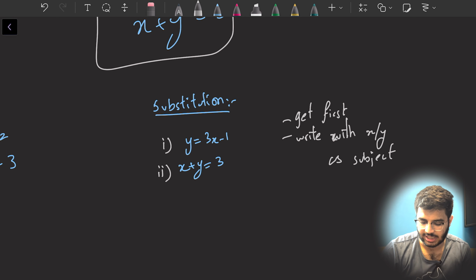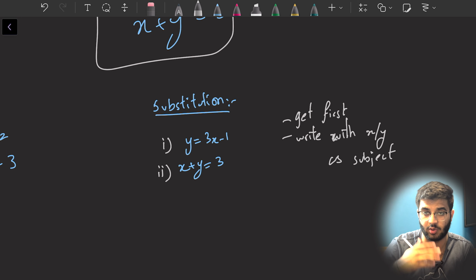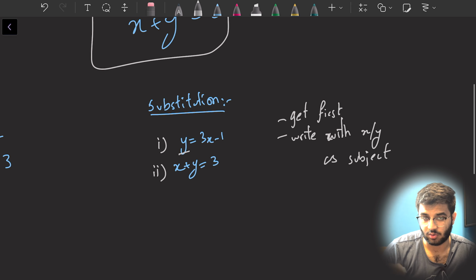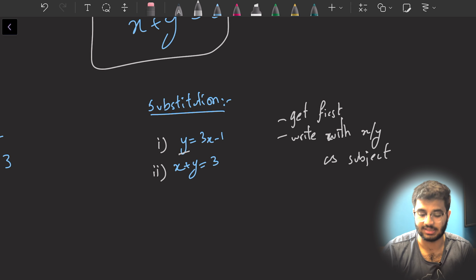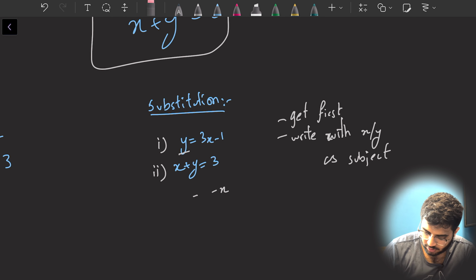Okay, so in this case, y is already a subject. By subject, I mean it's by itself, on one side. So y is already a subject because it's by itself on the left-hand side. For the second one, if I wanted to make y the subject, I would move the x to the other side. But that's not what we are focusing on right now. We just do it for the first one.